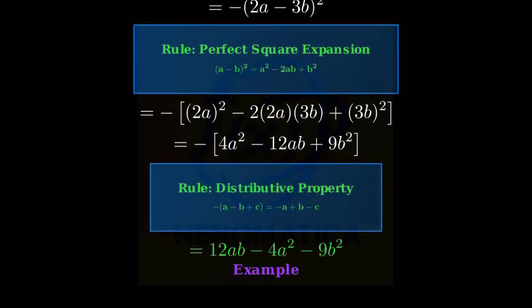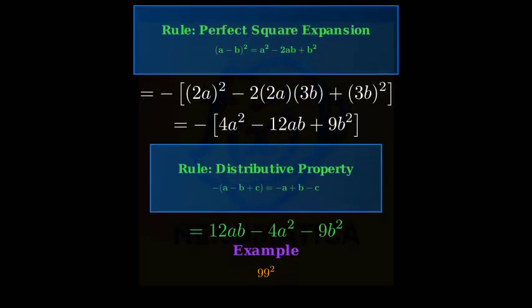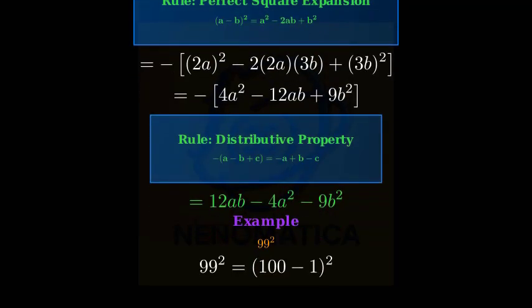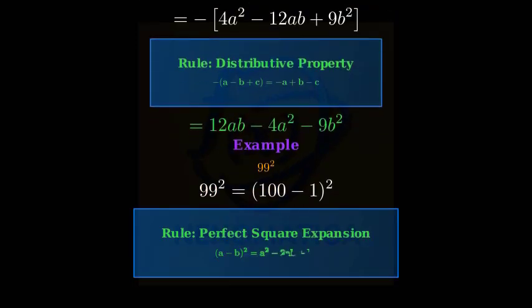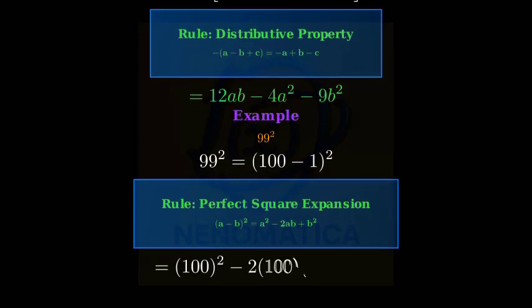Now, let's look at our second example. We want to calculate 99 squared. This is a perfect square, but calculating it directly might be tedious. Let's use a special technique. First, let's rewrite 99 as 100 minus 1. So 99 squared becomes (100 minus 1) squared. Now we can use the same perfect square formula as before. (a minus b) squared equals a squared minus 2ab plus b squared, where a is 100 and b is 1.